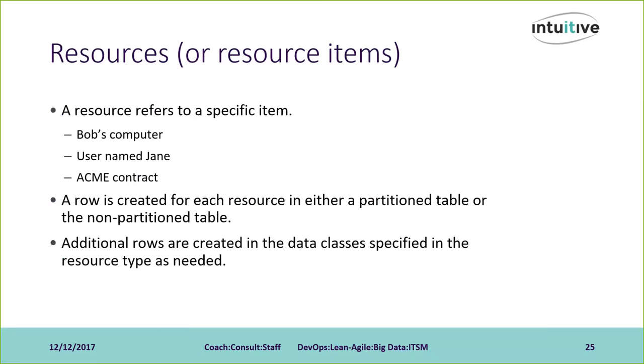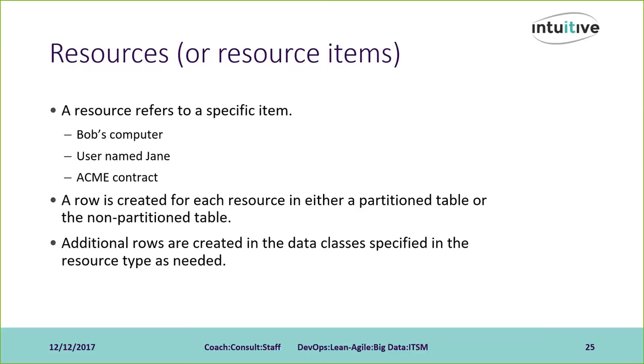When a resource is created, a row containing the resource's GUID is added to either the table reserved for resources of that same resource type, when a resource is a partition resource, or the item table when the resource is a non-partitioned resource. Additionally, rows containing information about the resource are added to the data classes specified by the resource type. So rows for a particular resource can only be added to a data class if that data class is specified in the resource type itself.